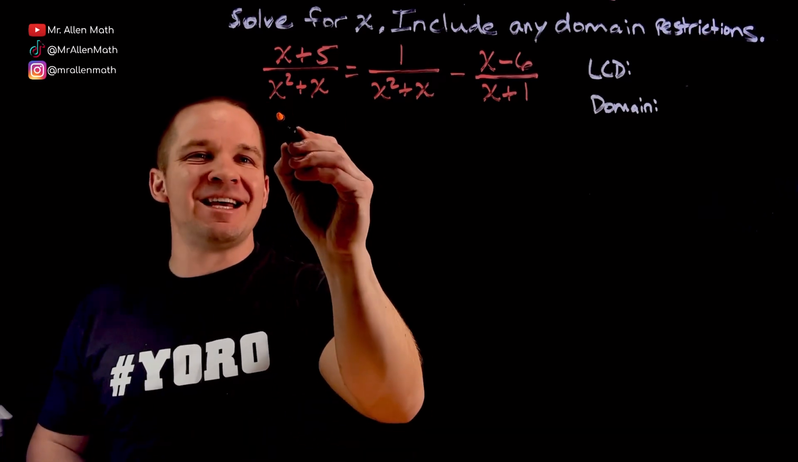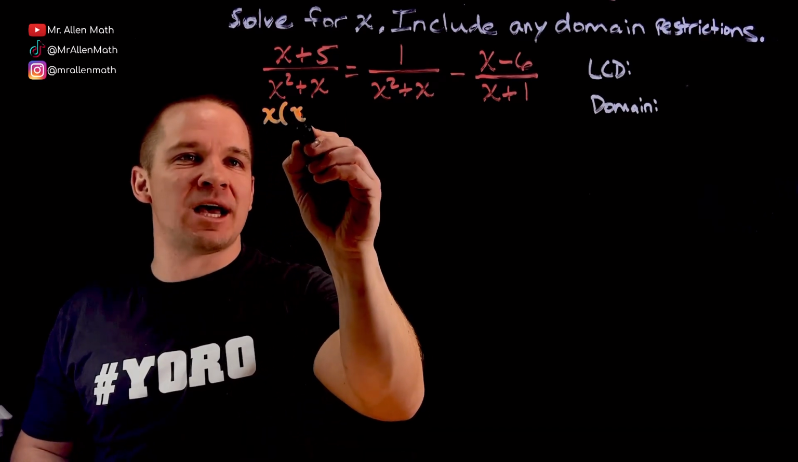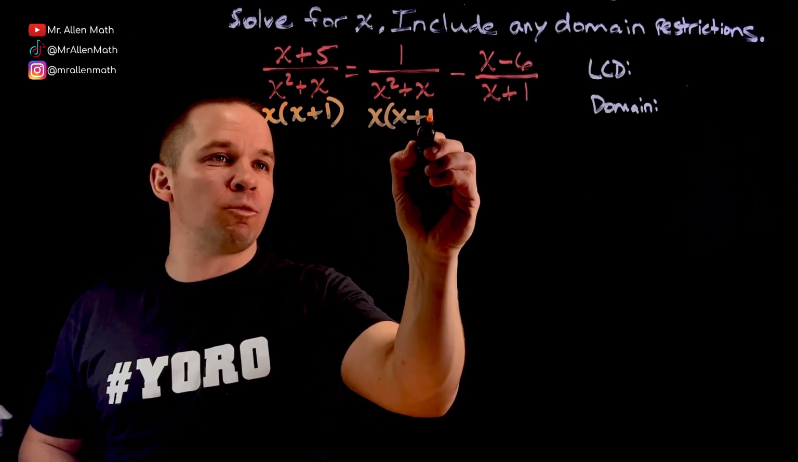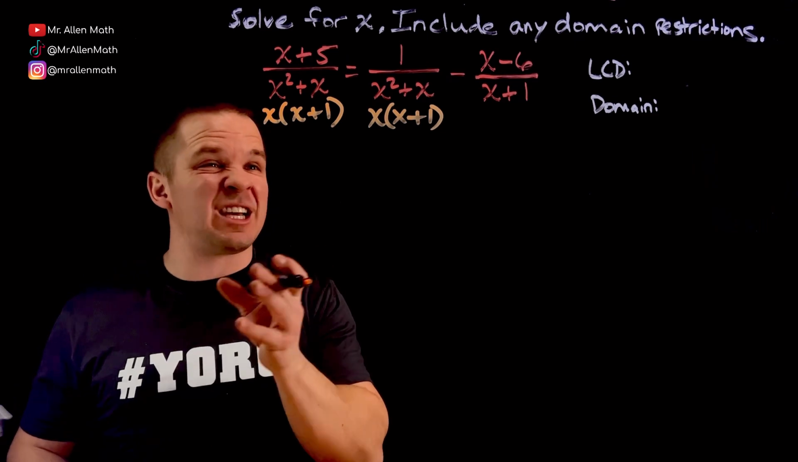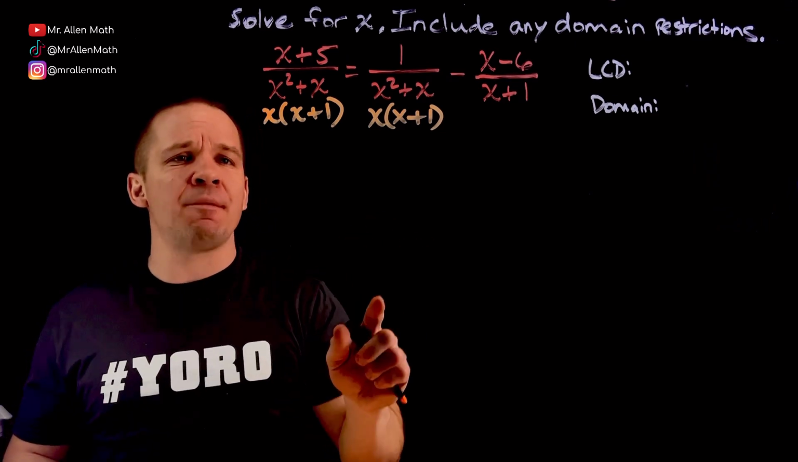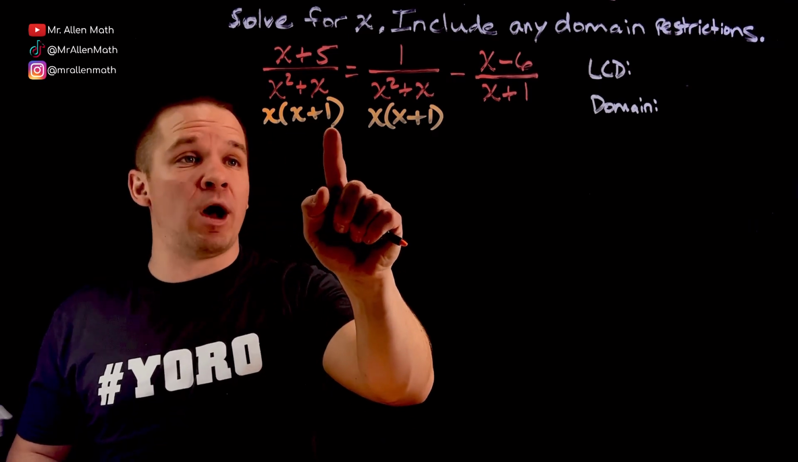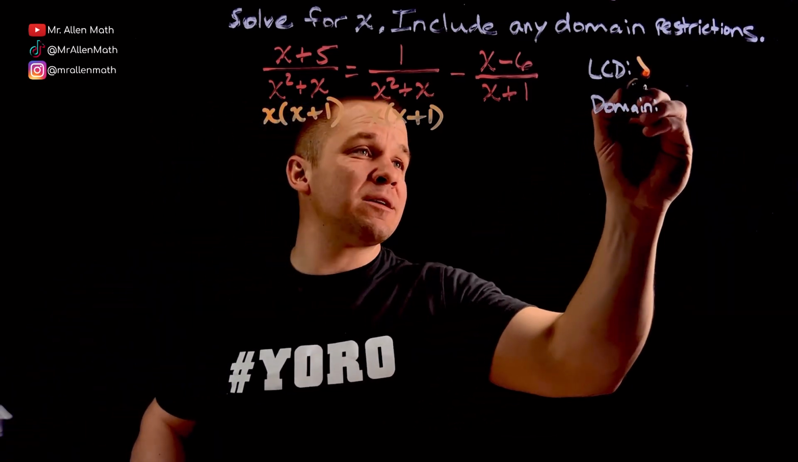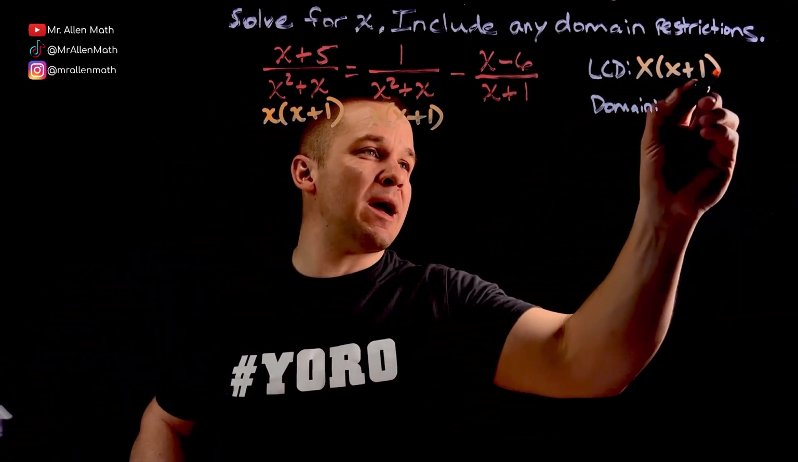This guy right here, I can take out an x, and I'm left with x times x plus 1. Same goes for this one, x times x plus 1. That one cannot be factored. It's just got that x plus 1. So what's my least common denominator going to be? Well, my common denominator is going to be x times x plus 1, because if I got this guy and x right here, they would all be the same. So x times x plus 1 is my LCD.